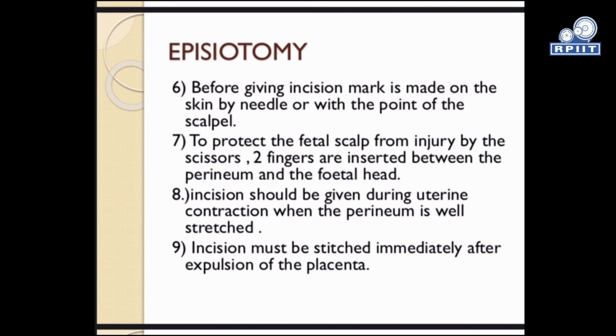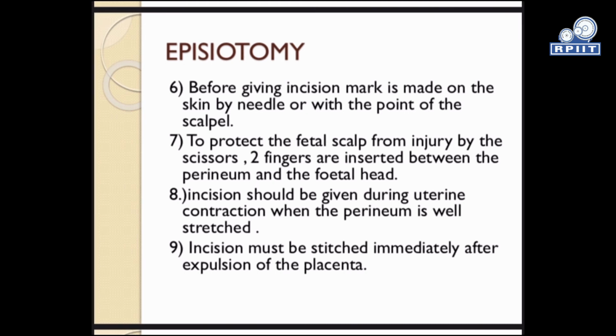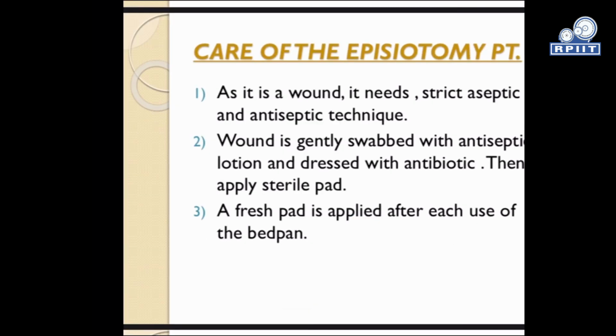Episiotomy next step, 6 points. Before giving the incision, a mark is made on the skin by needle or the point of the scalpel. Next, to protect the fetal scalp from injury by the scissors, 2 fingers are inserted between the perineum and the fetal head. Next, the incision should be given during uterine contraction when the perineum is well stretched. Next, the incision must be stitched immediately after expulsion of the placenta.